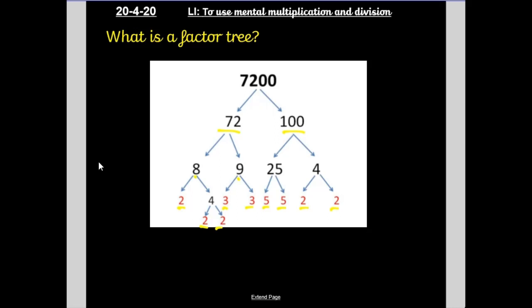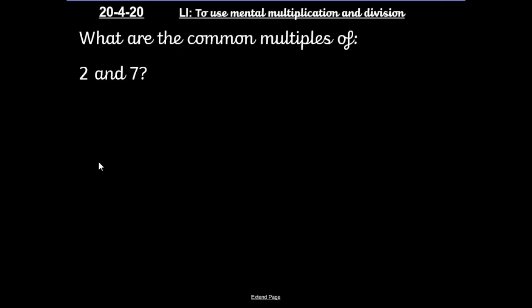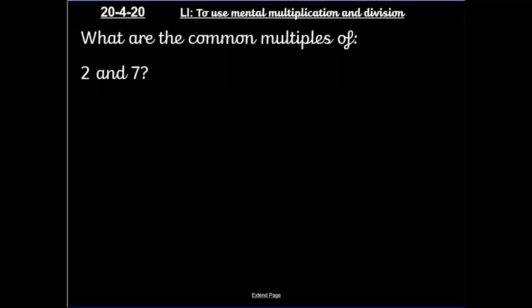So this is a factor tree. You choose 2 factors and you keep going down and down and down until you hit prime numbers, okay? Right then, let's have a little look at common multiples. What are the common multiples of 2 and 7? Have a little go. See if you can work out some common multiples of 2 and 7. Multiples would be what is in that times table. So multiples of 2 are 2, 4, 6, 8, 10, 12, 14, and so on.